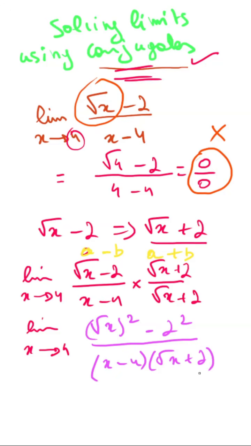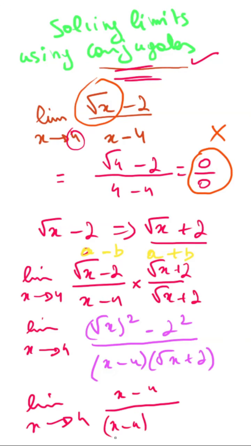Okay, perfect. Now, this will give me x minus 4, okay? So it is the limit when x tends to 4 of x minus 4 over x minus 4 times square root of x plus 2. Okay, perfect. Now we have a way to reduce this fraction.